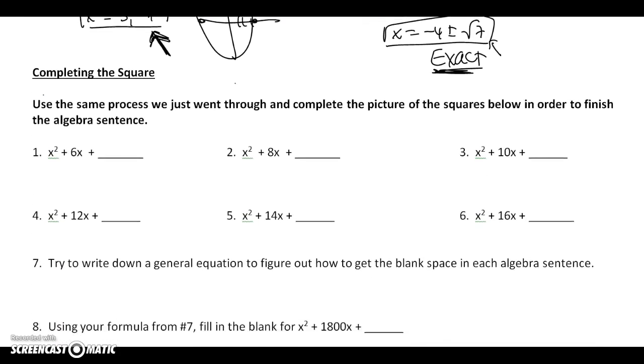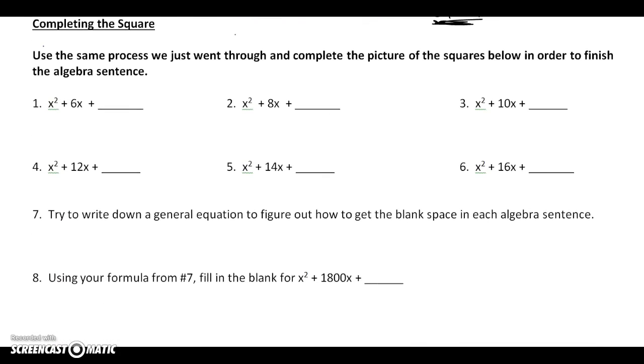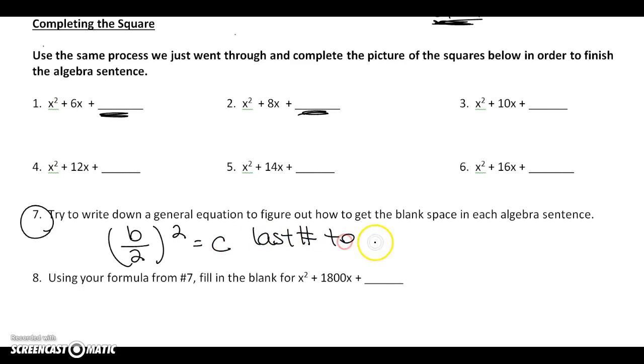Okay, so completing the square, we talked about this briefly on Friday before the quiz. If we want to complete the square, we're looking to fill in the blank. Figure out what number would make this a perfect square, so that when we factor it, we get just something squared. Our rule in number 7 here is to take b divided by 2 and square it. And that gives us c, or that last number to make it a perfect square.